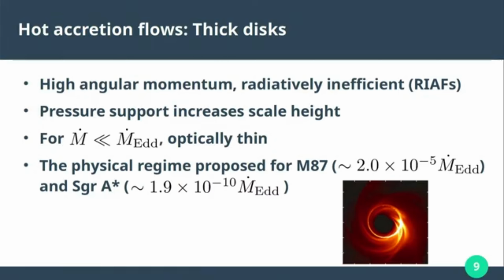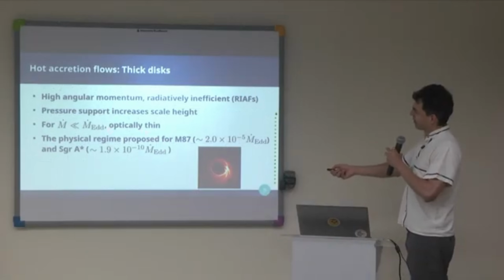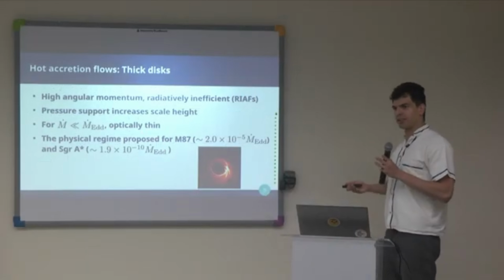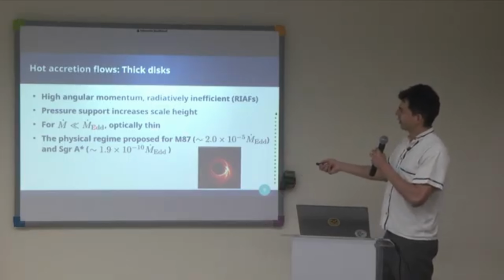So geometrically thick. Also, because the plasma interacts very weakly with radiation, this means that plasmas are relatively transparent. And because they are relatively transparent, the technical term is to say that they are optically thin. So the plasma that surrounds Sagittarius A star and M87 is geometrically thick and optically thin.